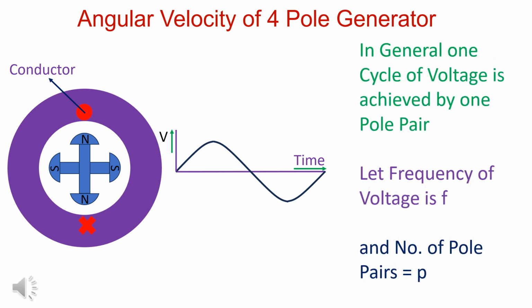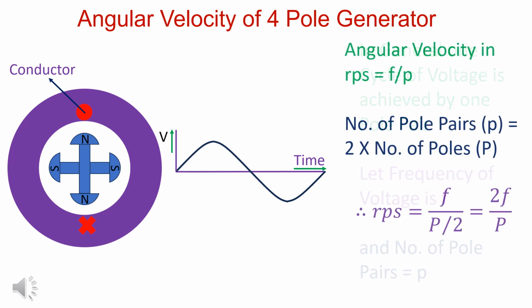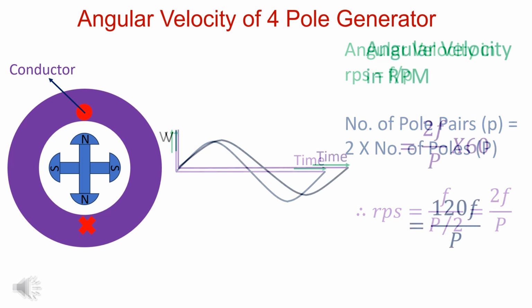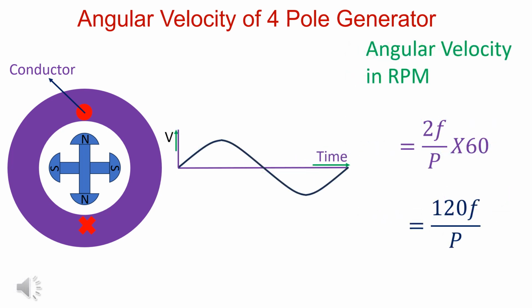In general, one cycle of voltage is achieved by one pole pair. Angular velocity in RPS is equal to frequency divided by the number of pole pairs, or equal to 2 times frequency divided by the number of poles. Angular velocity in RPM is equal to 120 F by P.